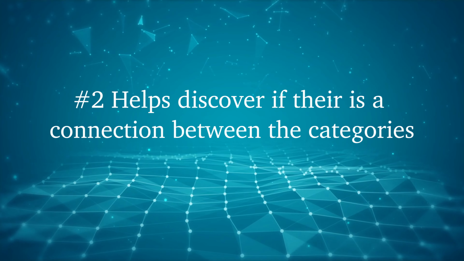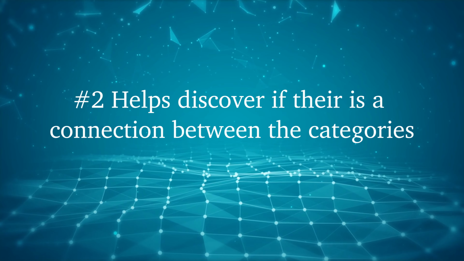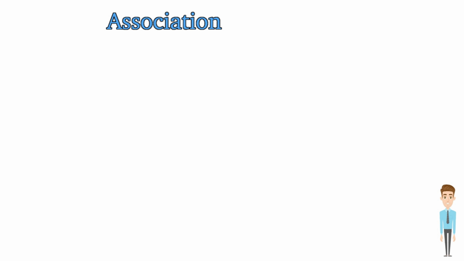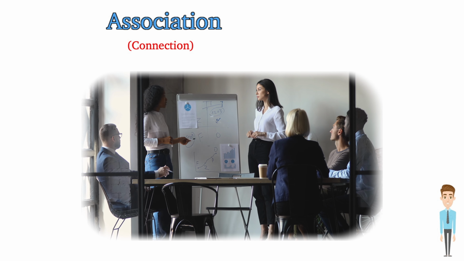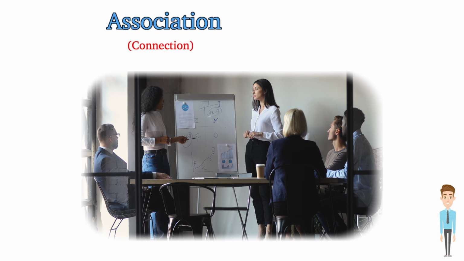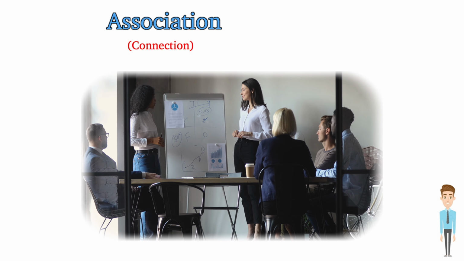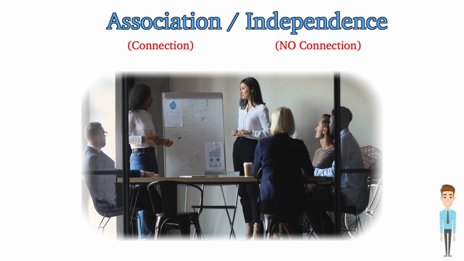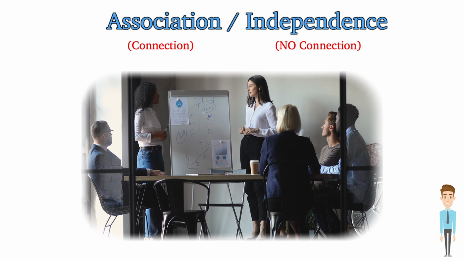Reason number 2 helps discover if there is a connection between the categories. Understanding and knowing if there's an association between our categories is essential because it helps us uncover patterns, relationships, and trends within the data to then improve decision making. When we discover no connection between the categories, we call them independent to each other.